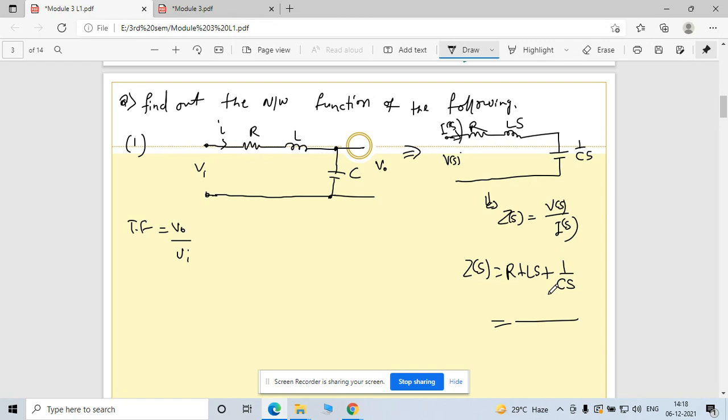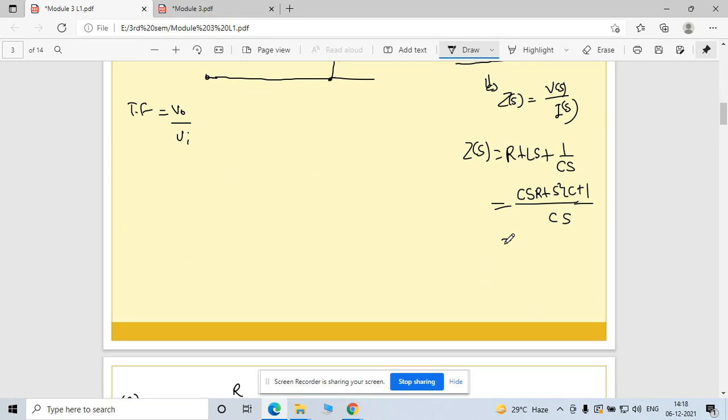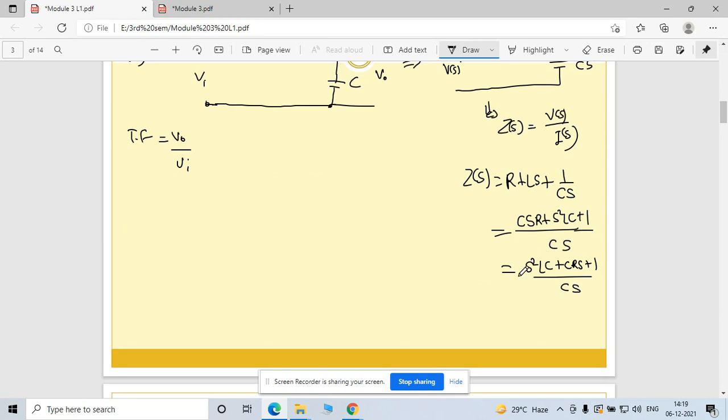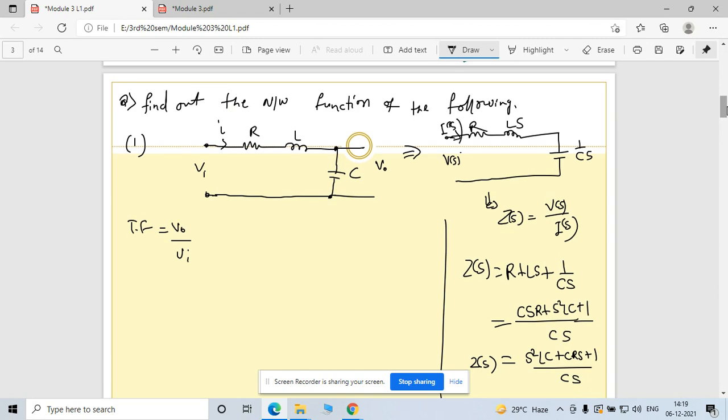When you solve this by cross multiplying, you will get S square LC plus CRS plus 1, divided by CS. Now this is your impedance, the driving point impedance. So this is the difference. But when you talk about the transfer function, it is a ratio of response, meaning the value of output upon input.